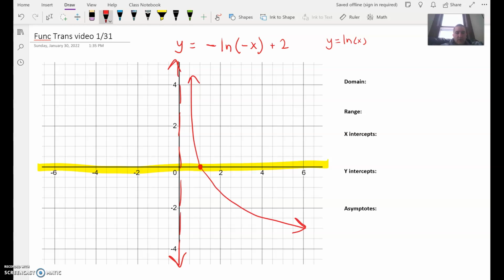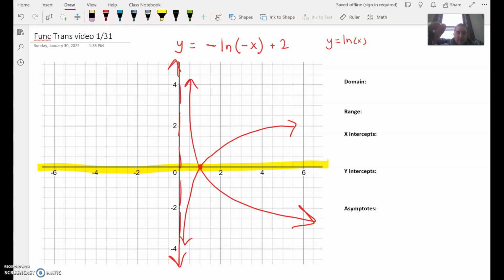Let me show you again. You can do it in pieces like me, or you can just look at it and imagine if we just took that and flipped it over, rotated it over the x-axis. This would be down here now. This will be up here now. So it would look like that.